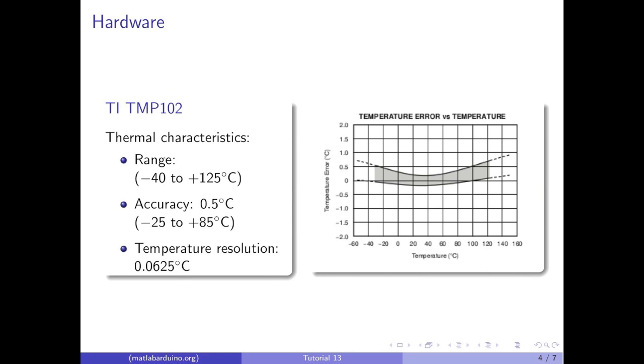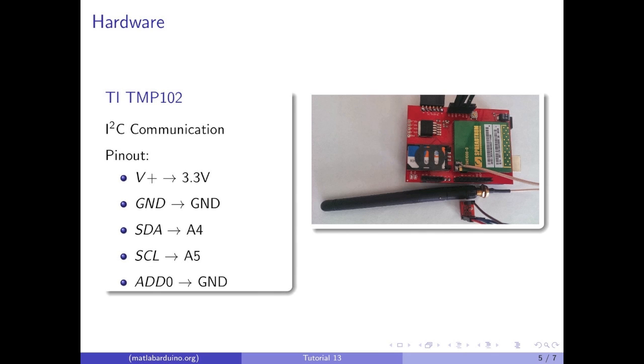As shown by the graph, the TMP-102 is specified for operation over a temperature range of -40 to 125 degrees Celsius. This sensor is accurate to within half a degree up to 85 degrees Celsius and has a resolution of 0.0625 degrees Celsius. The GSM GPRS shield is placed on the Arduino and the temperature sensor is connected to the headers on the shield. Here is the pinout.